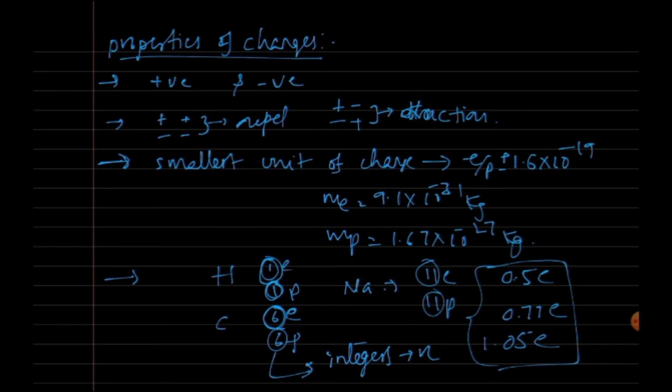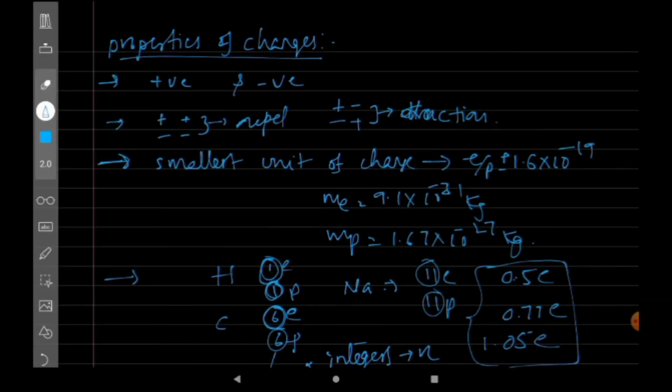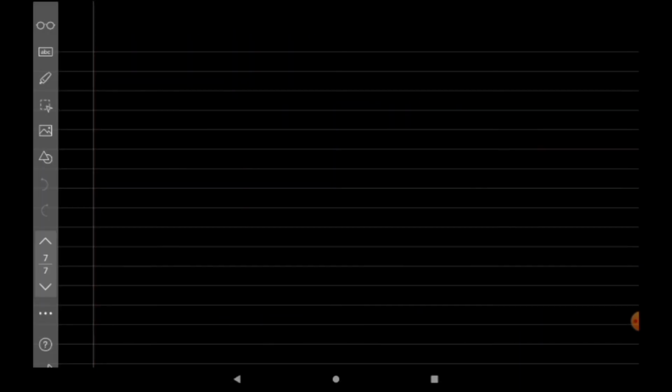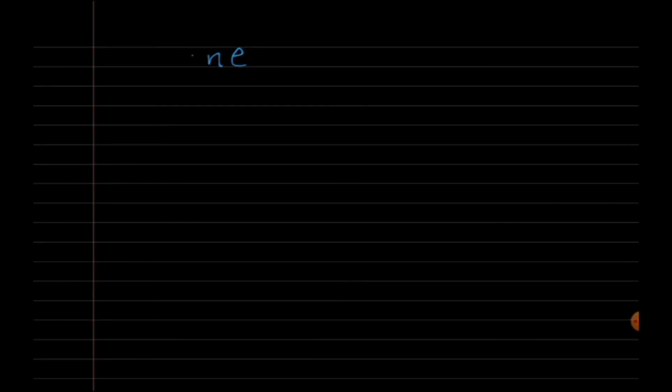So that is the reason I'm writing the total charge of the object as an integer multiple of the fundamental charge, that is, the basic unit of charge. And what is this basic charge? Basic charge can be either positive or negative, so net charge also can be positive or negative. So an integer multiple of the fundamental charge, or smallest unit of charge, will give the total charge of the object, the atom or the material.